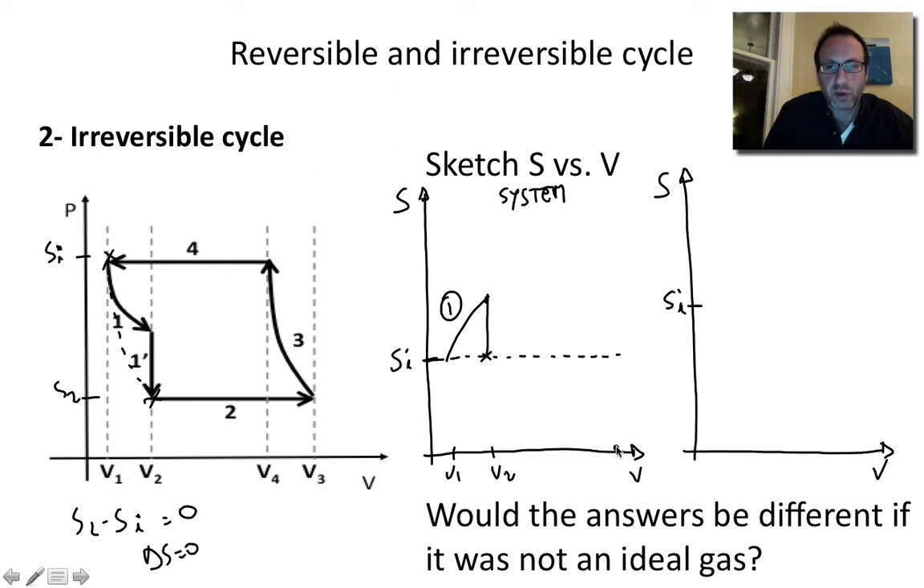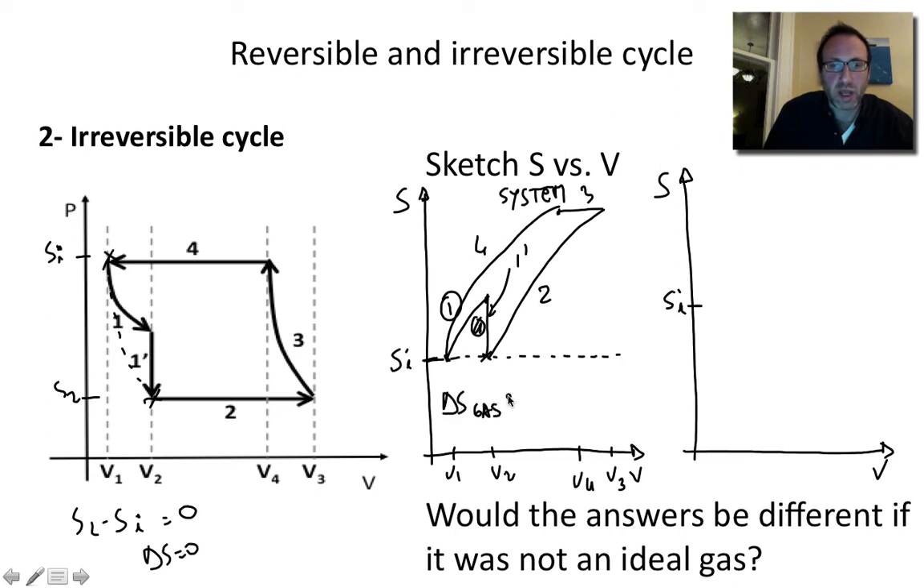The rest of the process stays the same as before because it's reversible. So during the expansion, the entropy increases, then during the adiabatic compression, it stays constant, and then it has to come back to the initial point here. So it has to do something like that. So this leg here is 1, this leg here is 1 prime, this leg here is 2, 3, 4. We go back, delta S of the gas is equal to 0 at the end of the cycle.